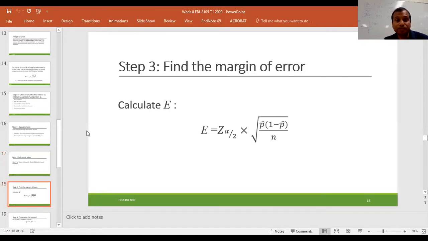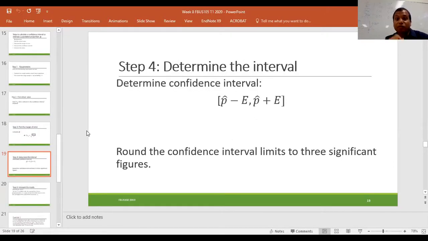So that is the critical value. Step 3 is the margin of error. Using this formula, you multiply the critical value with the standard deviation of the sample proportion. That gives you the margin of error. Step 4 is the confidence interval, and it's very easy. You have p hat in the middle, then to the left and to the right: p hat minus E and p hat plus E.